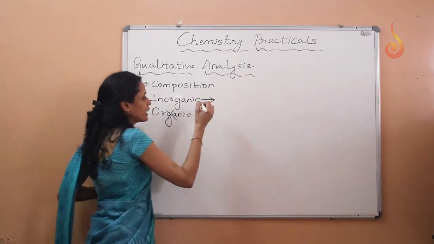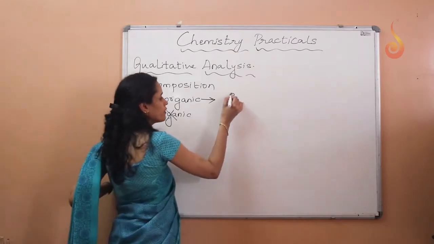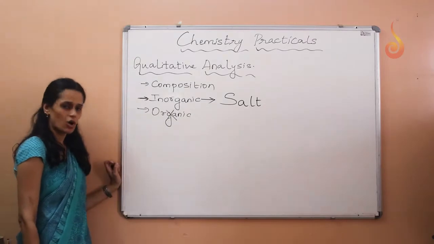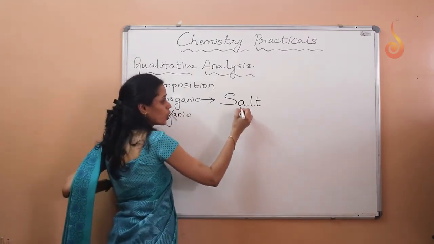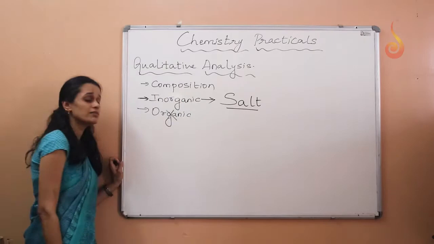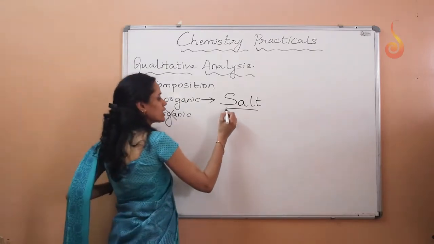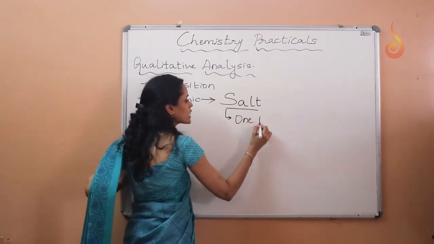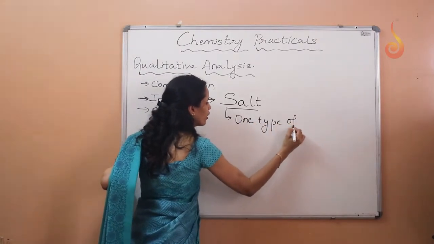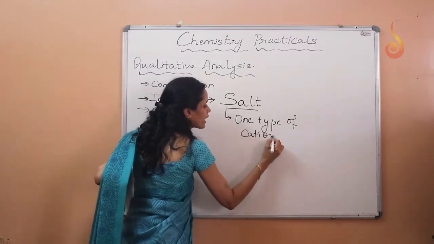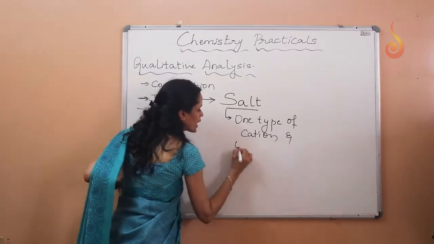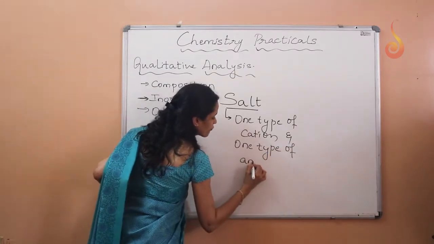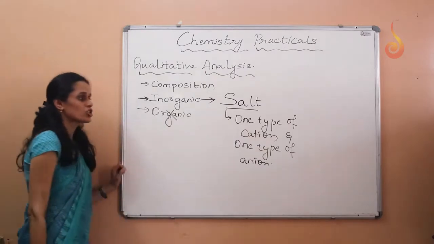In short, an inorganic substance is always called a salt. But what does this salt mean? Let us have a look. A salt is a chemical compound made up of only one type of cation and one type of anion. That's nothing but a salt.